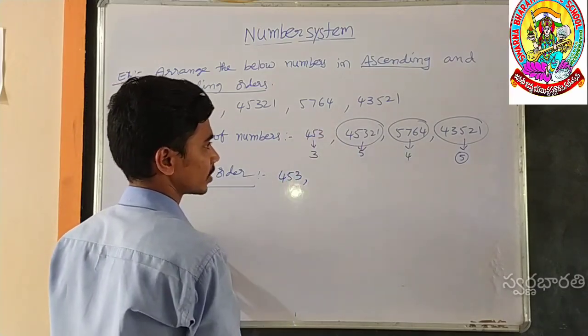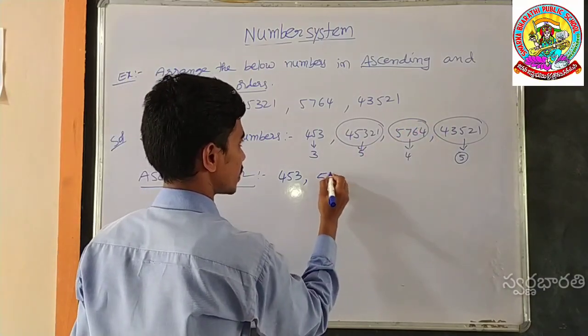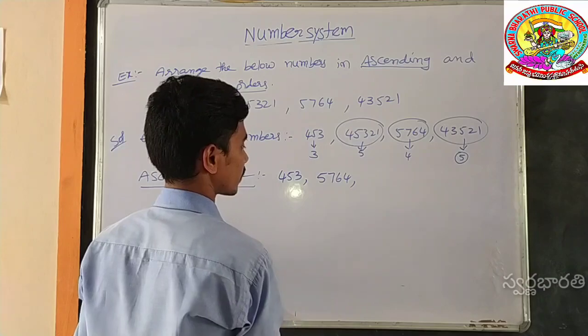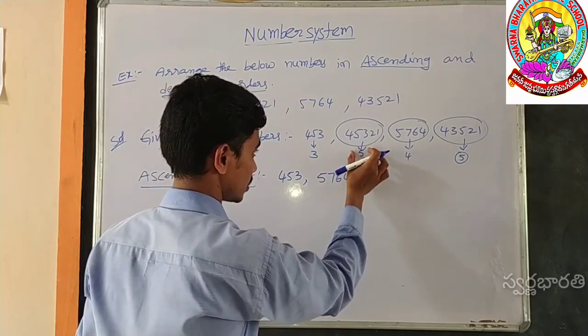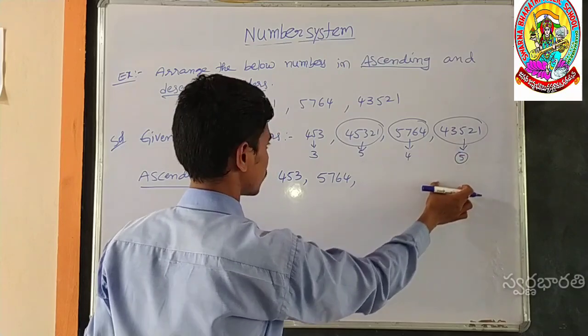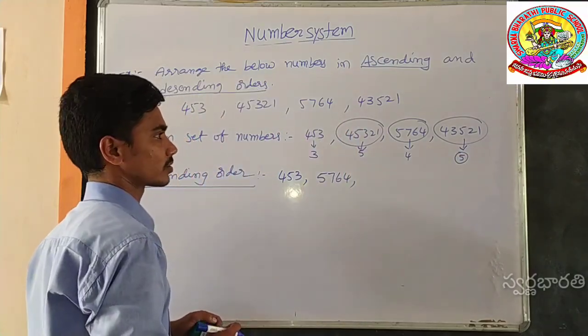Then after the smallest number is a 4-digit figure. The 4-digit figure is 5764. Then after that come the 5-digit numbers. Here this number and this number both have 5 digits. How can we decide? Come to the next rule.